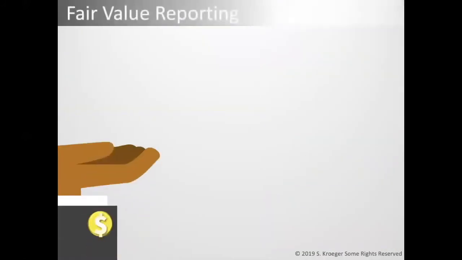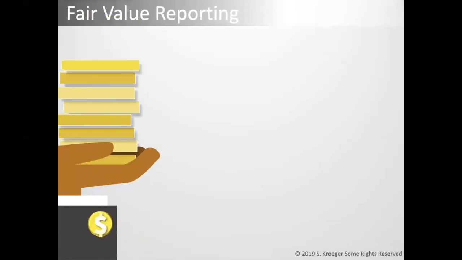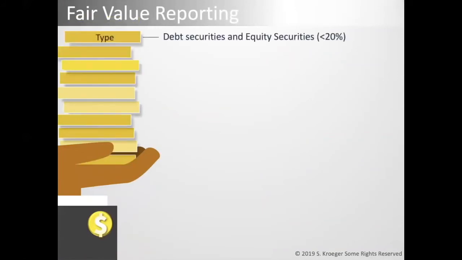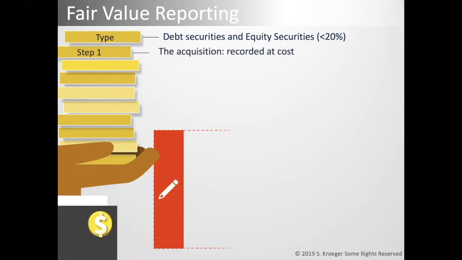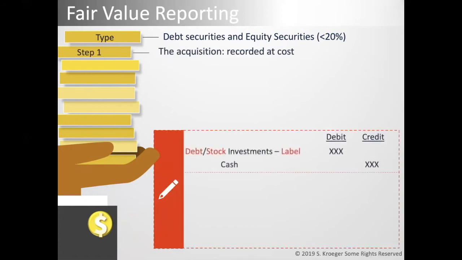We're now going to be preparing the journal entries for the two debt securities and the stock securities under 20% ownership. We will prepare the entries for purchasing the securities, recognizing any interest or dividends, and then selling them. First, let's look at the entry to purchase these securities. By the way, the fair value method is also called the cost method because you record the purchase at your cost. You would either debit debt investments for bond purchases or stock investments for stock purchases.